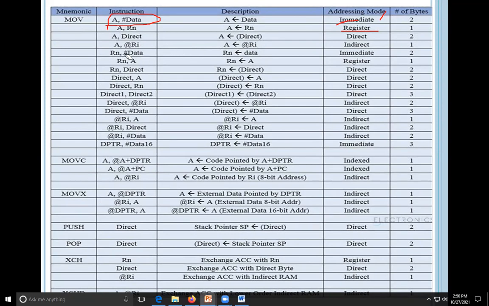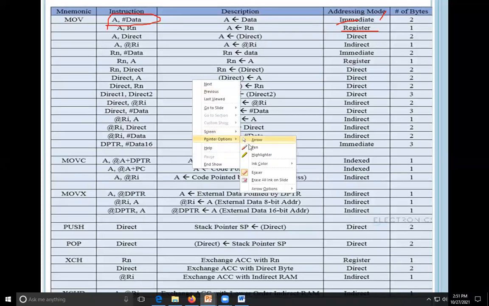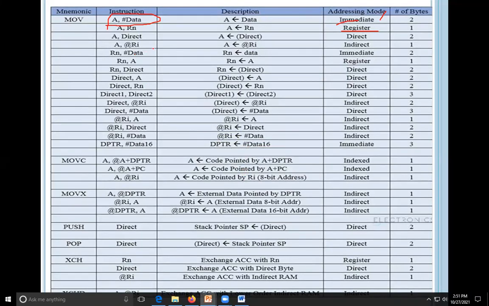Data and Rn, same, we are discussing all of them: direct, then at the rate Ri. Here, every time, we transfer data to the accumulator. For the first five, these instructions transfer data related to the accumulator. But here you transfer data from one location to another. You transfer from register to direct, immediate to direct, accumulator to Ri, direct to @Ri. Here you can also transfer immediate data to the DPTR, which is the immediate addressing mode. So these are the instructions related to the addressing MOV instructions.